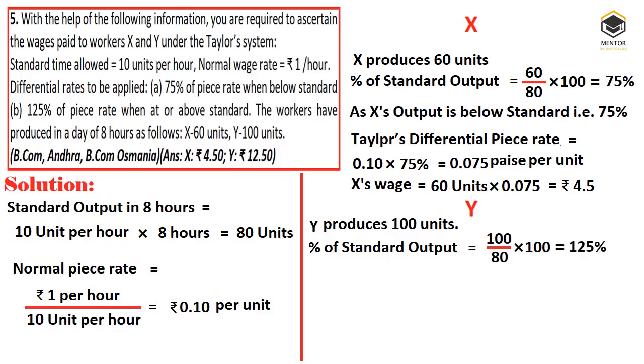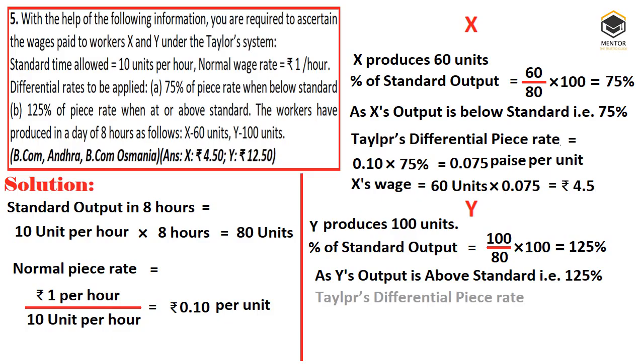Percentage of standard output is equal to 100 units divided by the standard output of 80 units, into 100, which is equal to 125% of the output. In the sense, he has produced more than standard output. Therefore, Y's output is above standard. Then Taylor's differential piece rate is equal to 0.10 into 125%. That comes to 0.125 paise per unit.